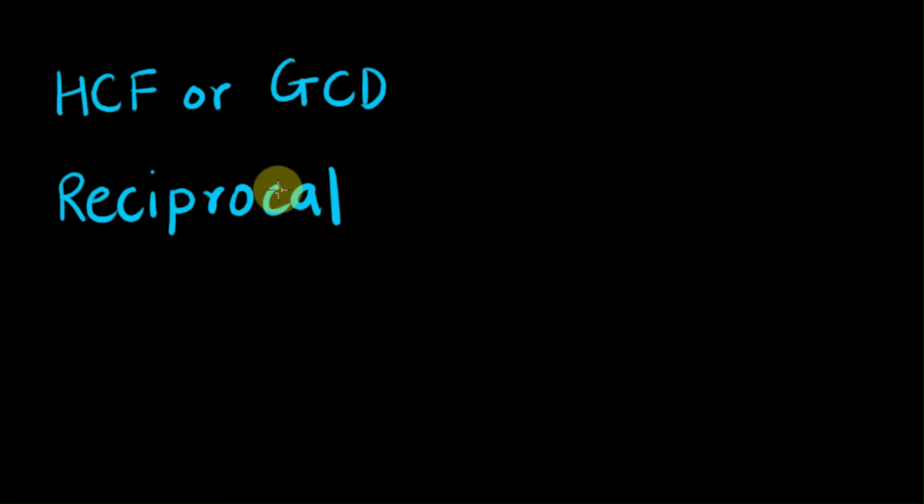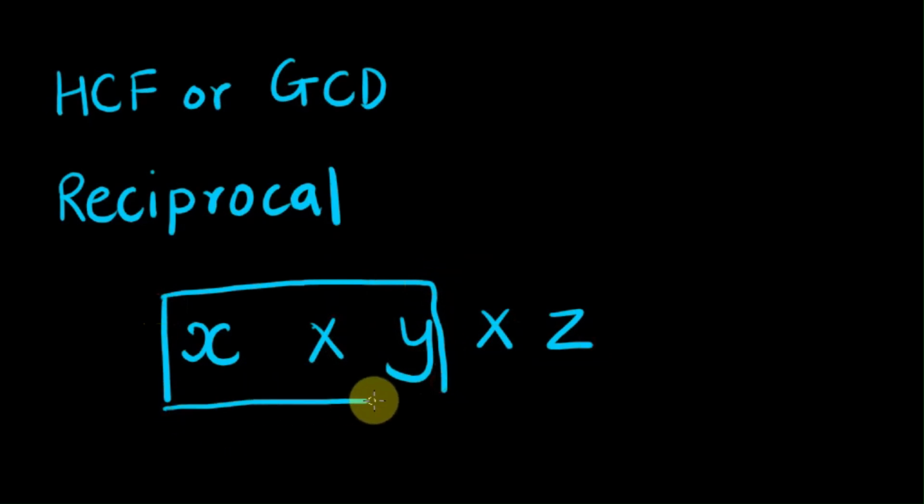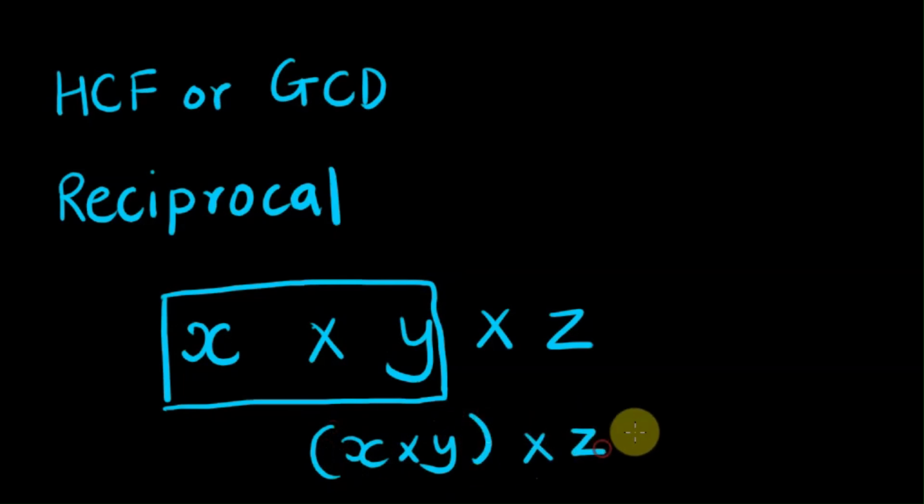When I have 3 fractions and I'm multiplying, let's say the first fraction is x, the second fraction is y, and the third fraction is z. We've learned how we can multiply 2 fractions. So we'll do x into y first, and then once I have x into y, I'll multiply the whole by z, which will give me the answer. So this is it for today.